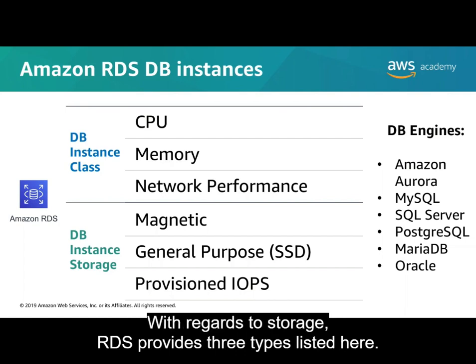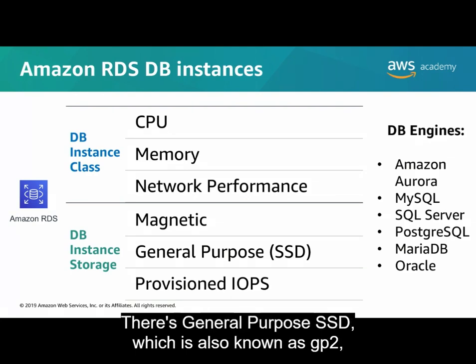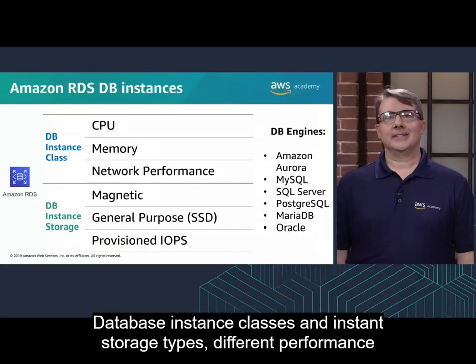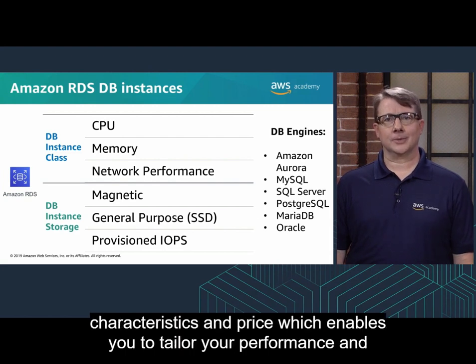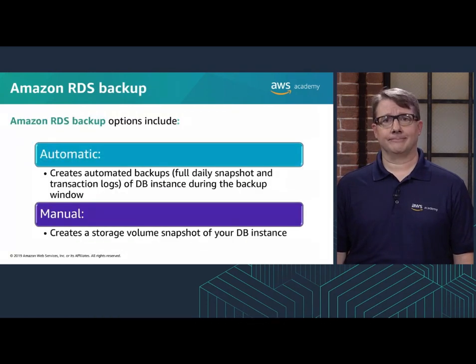With regards to storage, RDS provides 3 types listed here. Notice that 2 are based on solid-state drives, or SSDs. There's General Purpose SSD, which is also known as GP2, Provisioned IOPS SSD, which is also known as IO1, and Magnetic. Database instance classes and instance storage types differ in performance characteristics and price, which enables you to tailor your performance and cost to the needs of your database.